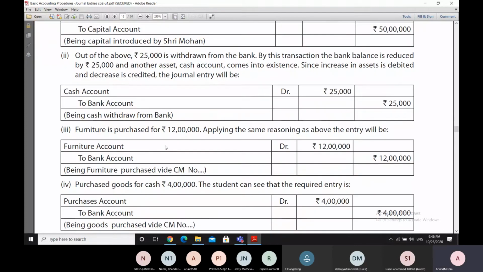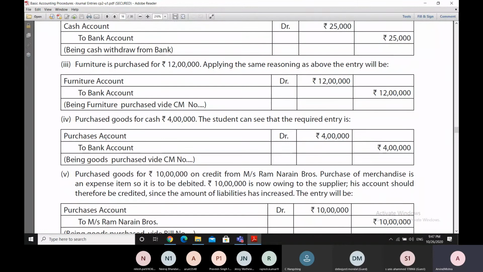Now let's take one more example, the third example, which says that furniture is purchased for 12 lakh rupees. We apply the same reasoning. Furniture is an asset account. Bank is also an asset account. From the bank, money is taken and paid for the furniture. So the bank balance is reducing and the furniture is increasing. So when the bank account, being an asset account, is reducing, we credit that and we debit the furniture account.